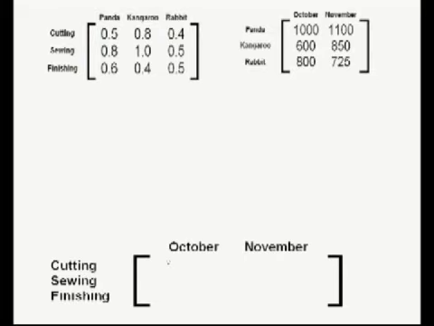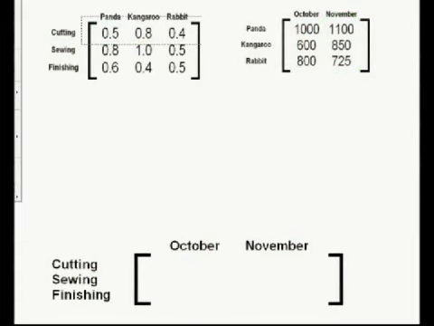Here's your question. I need you to calculate for me the total number of hours spent cutting, sewing, and finishing in the months of October and November. Please pause the video now and complete the matrix at the bottom of your screen. First, we'll fill in the October numbers, and then I'd like you to focus on the first row of the first matrix and the last column.